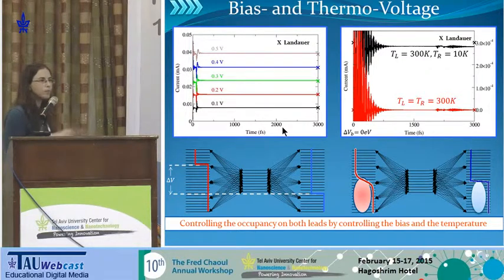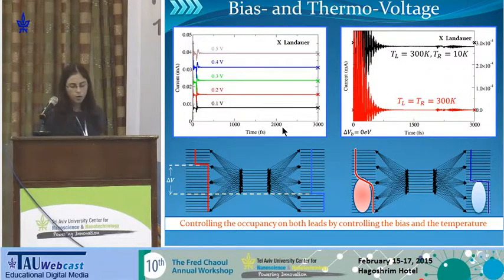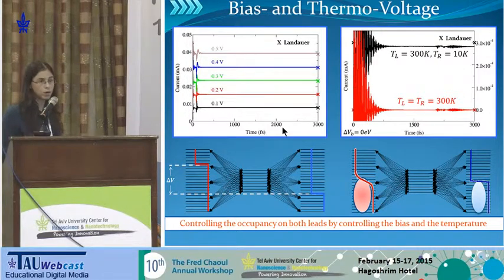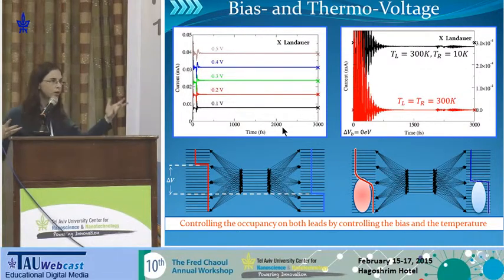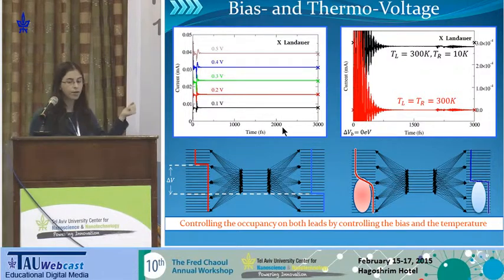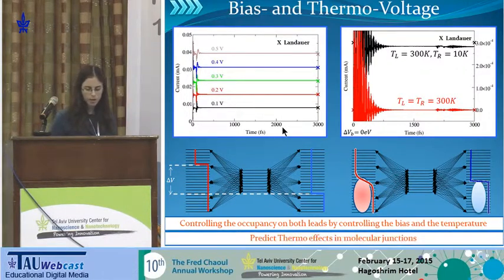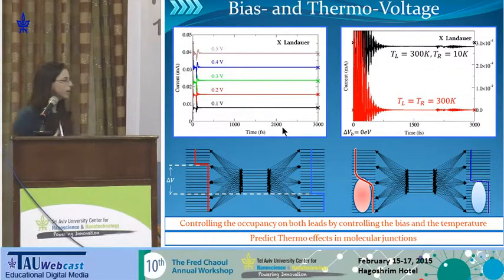In both systems, bias is 0. The first system, marked in red, has the same temperature on both leads, so we have the same occupancies on both leads, and the steady state current is equal to 0. The second system, marked in black, has 300 degrees Kelvin on the left and 10 degrees Kelvin on the right. So we have different temperatures, therefore different occupancies, and the steady state current is higher than 0. So we can see that using this approach, we can now predict thermal effects in molecular junctions.